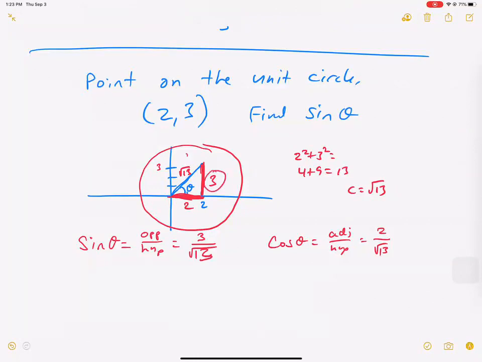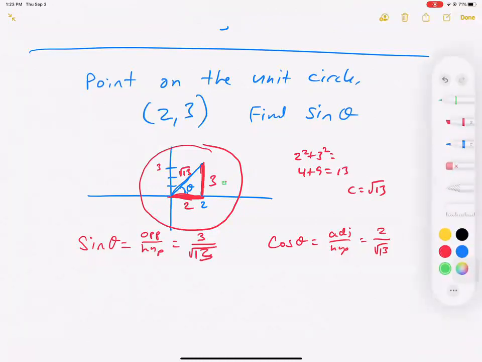Opposite over hypotenuse, right? See, I should have labeled this as opposite, this as hypotenuse, and then adjacent. That would have saved me a lot of problems. Okay, just to rewrite this part of it, we don't like square roots on the bottom. So remember, we can rewrite this as 3 square root of 13 over 13 on the bottom. On the right, we can write 2 square root of 13 over 13 on the bottom.